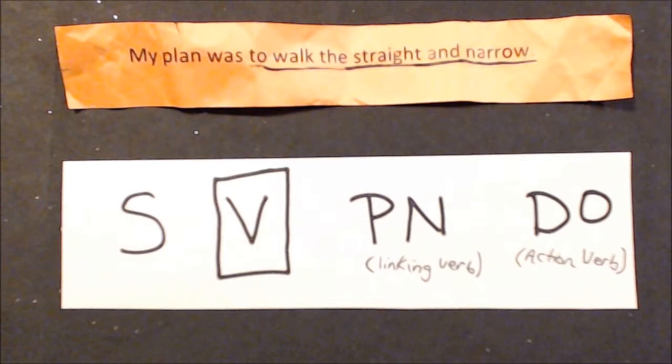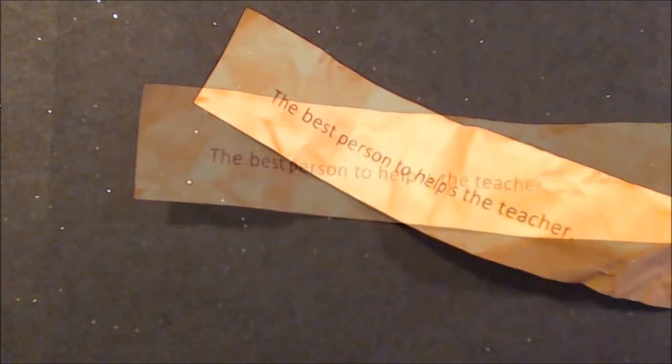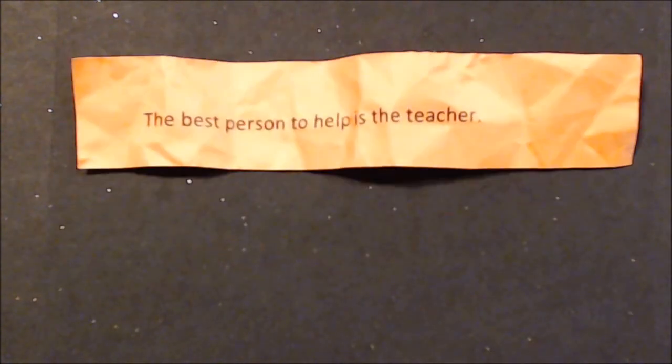So was is linking. Now, according to our diagram, if I have a linking verb and I can answer the what question after it, my plan was what? To walk the straight and narrow. If I can answer that what question, I have just found a predicate nominative. And that's exactly what we have just done. To walk the straight and narrow in this example is a predicate nominative. Now that we are finished with nouns, there are two last ways that an infinitive can be used, as an adjective or as an adverb.